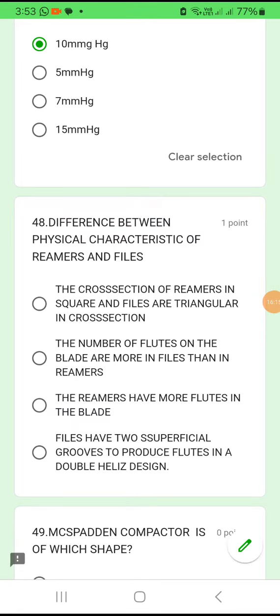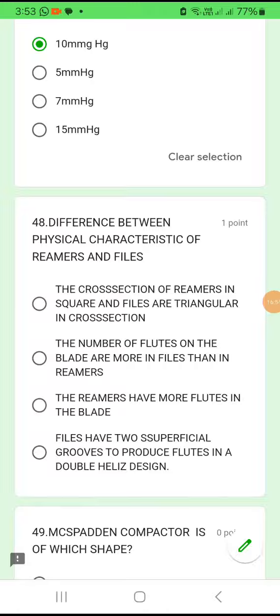Question number 48, difference between physical characteristic of reamer and a file. What is the difference between a reamer and a file? Okay, whether cross-sectionally there is a difference or there is a number of flute difference, or the reamer has got more flutes in the blade, or the files have two superficial grooves to produce flute in double helix design. Okay, so here the major difference in physical appearance is that the number of flutes on the blade are more in which one? Files. Okay, in the files there will be more flutes on the blade compared to reamer.